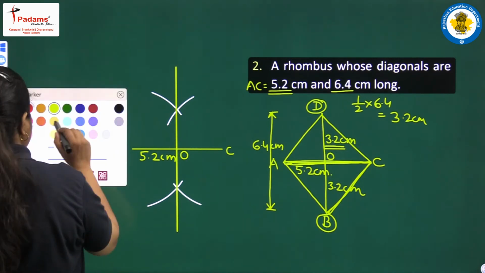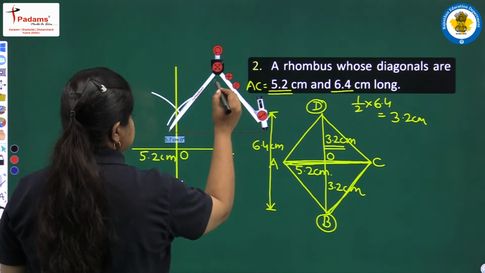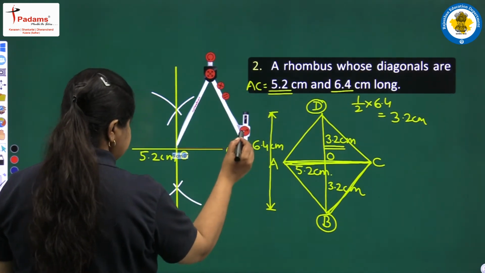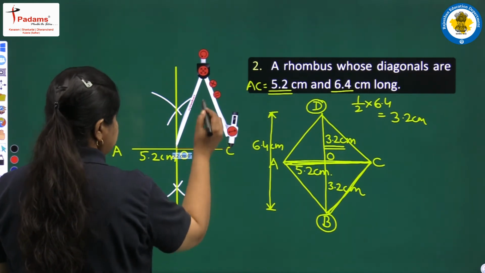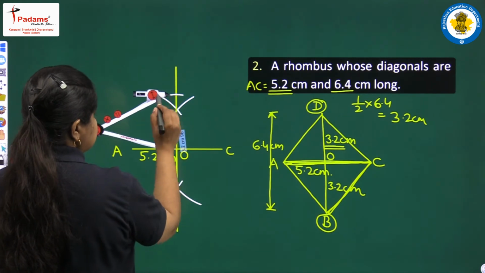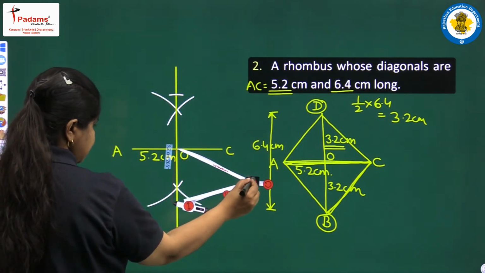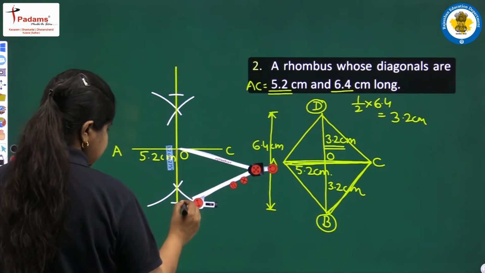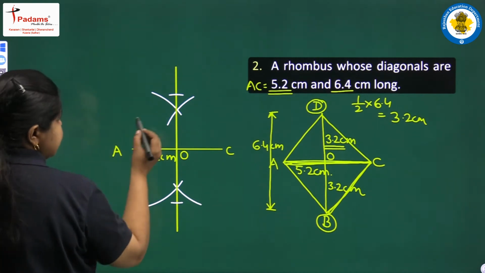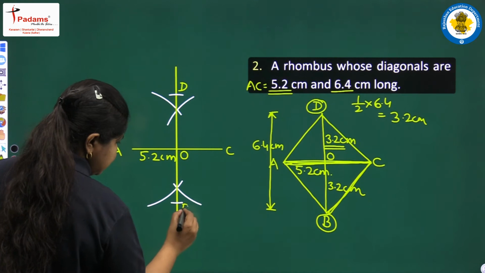So again we bring the compass into picture, taking O as the center and radius 3.2. We draw one arc here, and then with the same radius we will draw one arc here. Yes, with this we get the 2 points. This one will be D and this point will be B.